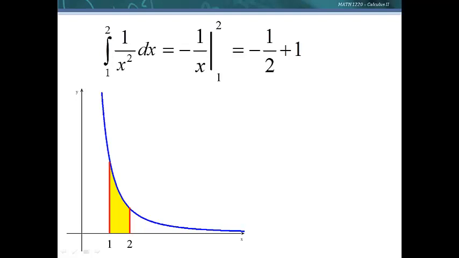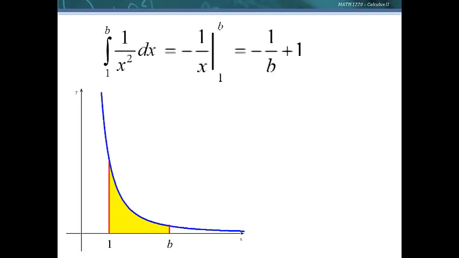Now, instead of 2, we could let b be any number greater than 1, and our upper limit would be b. When we evaluate, it would also have a b, and so we'd have negative 1 over b plus 1. For any given b greater than 1, say for example 5, the area under the curve would be negative 1/5 plus 1, or 4/5, and I could continue to do this for any b greater than 1.